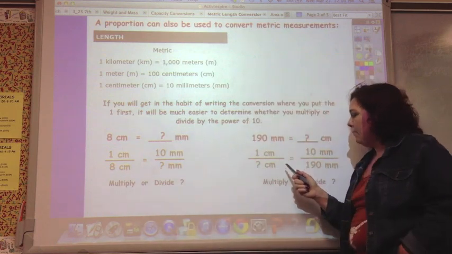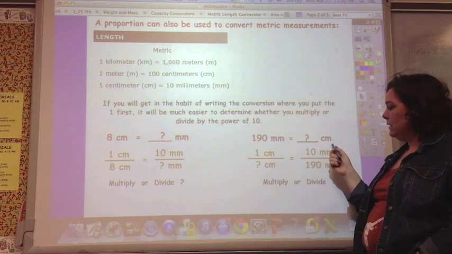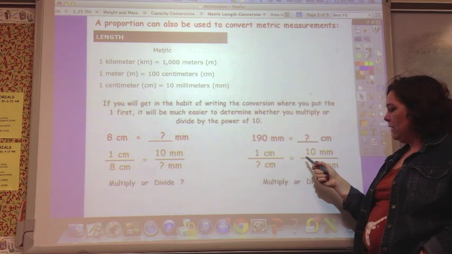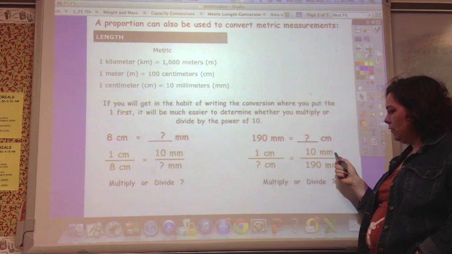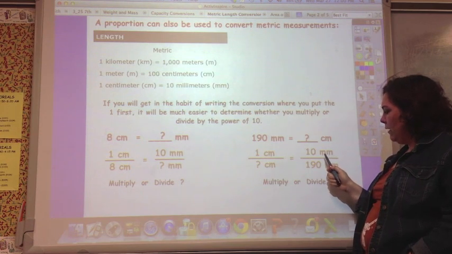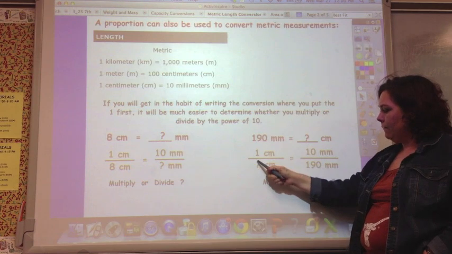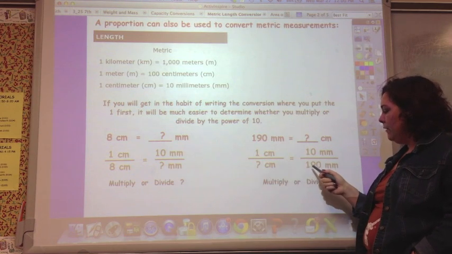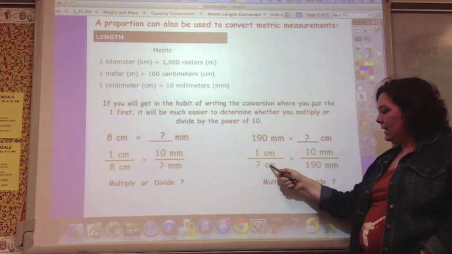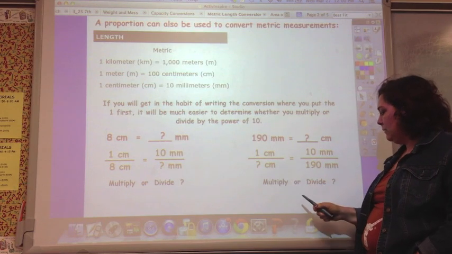In this example, I'm going from millimeters to centimeters. And it says 1 centimeter equals 10 millimeters. So I've got millimeters, so I want to know, how do I get from 10 to 1? Divide by 10. So if I've got 190 millimeters, divide by 10, I get 19 centimeters.